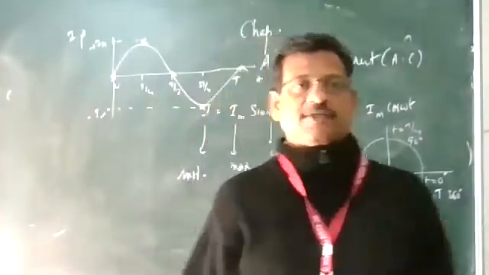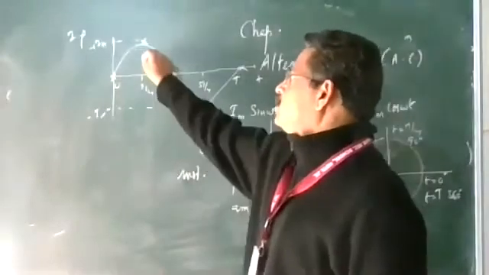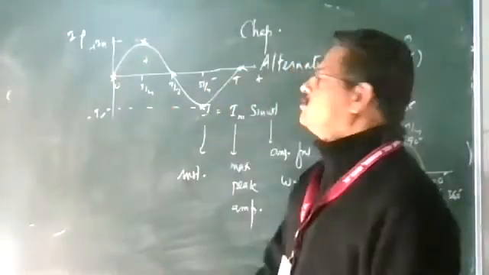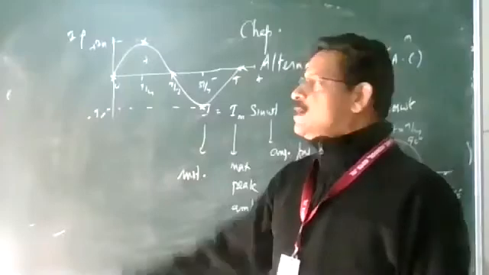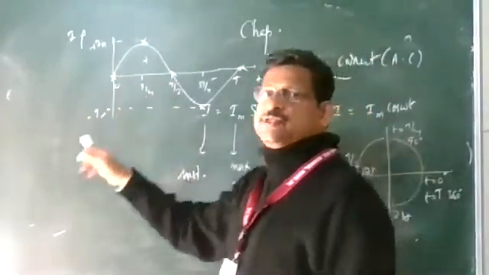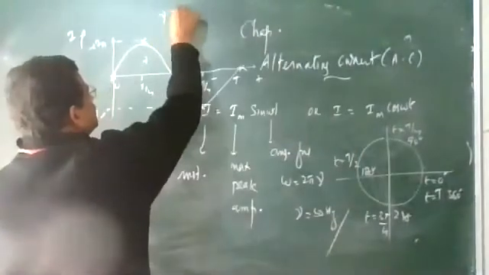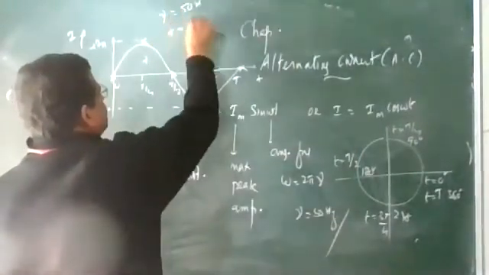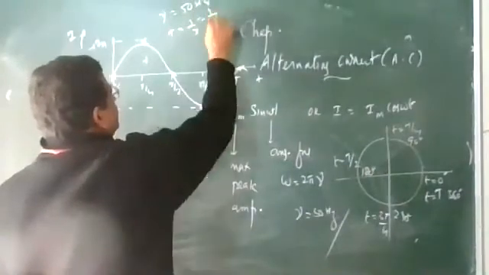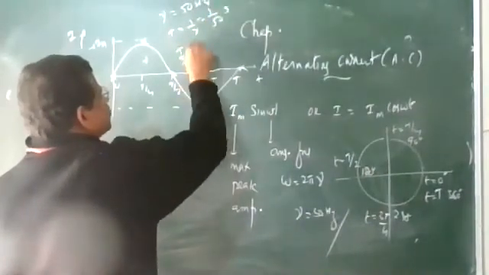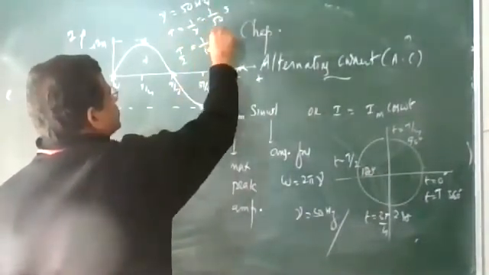So current is varying with time. This is for 0 to T by 2, the positive half cycle, and T by 2 to T is the negative half cycle. For what time will it be positive? Frequency is given as 50 hertz. Therefore, time period is 1 upon frequency, which is 1 upon 50. Half of this, 1 upon 100, is 0.01 second.